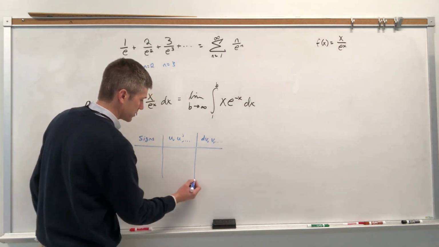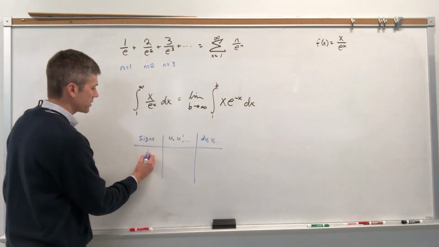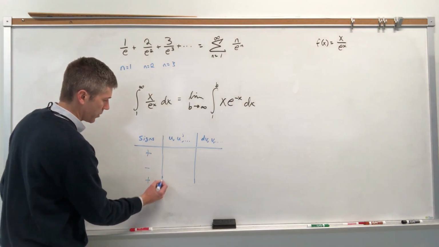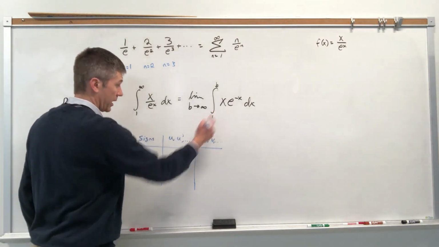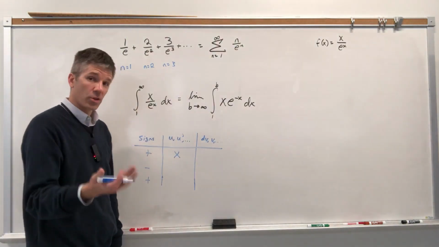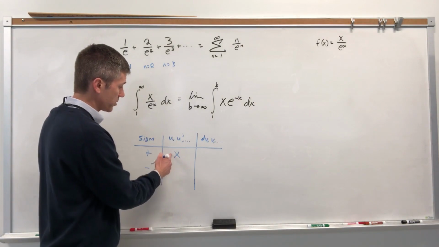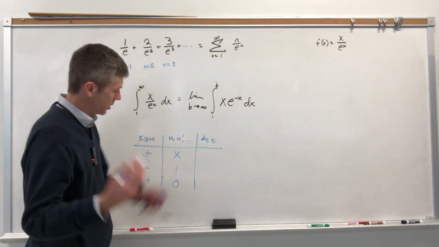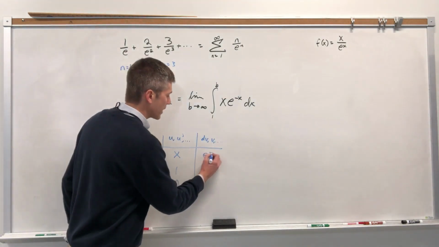Go marker, go. Don't run out of ink now. Positive, negative, positive. I'm going to need 3 rows because I've done this one and I know that. X is u. Trust me, it is. You need u to be the thing that will eventually approach 0. So the derivative of that is 1, the derivative of that is 0. Good. Mission accomplished. E to the negative x.